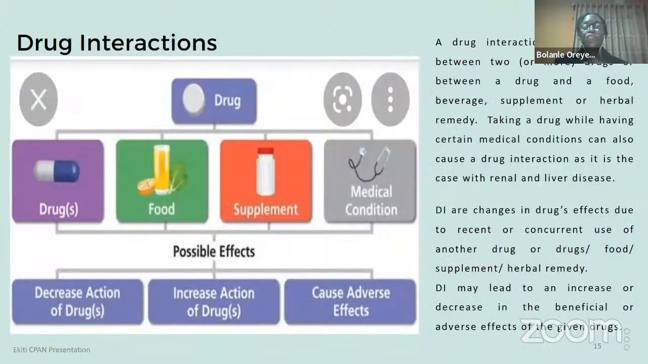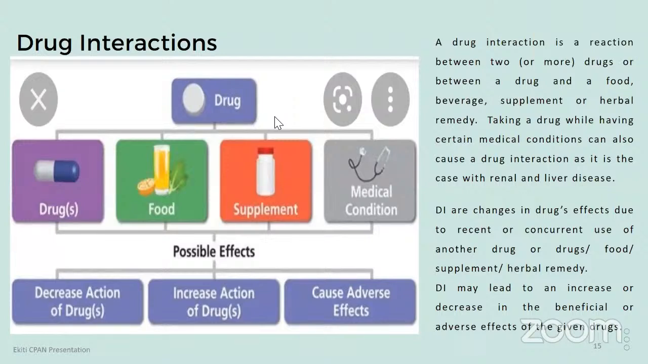Drug interactions. We have a chart showing the various drug interactions that are possible. We have drug-food, drug-drug, drug-supplement, and drug-medical condition interactions, whose possible effects are either decreased action of the drugs, increased action of the drugs, or adverse effects. A drug interaction is the reaction between two or more drugs or between a drug and a food, beverage, supplement, or herbal remedy. Taking a drug while having medical conditions can also cause a drug interaction, as is the case with renal and liver disease. Drug interactions are changes in drug effects due to recent or concurrent use of another drug or drugs, food, supplement, or herbal remedy. Drug interactions may lead to an increase or a decrease in the beneficial or adverse effects of the drugs given.